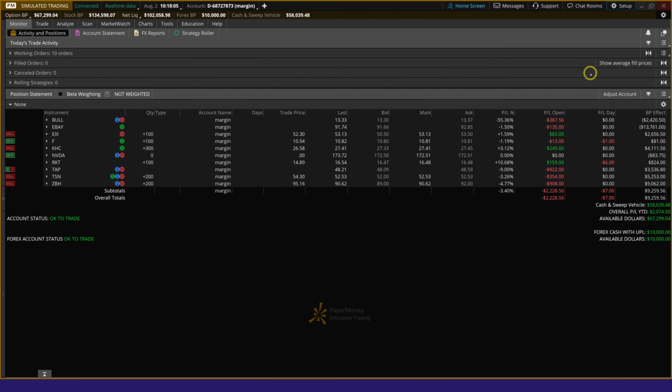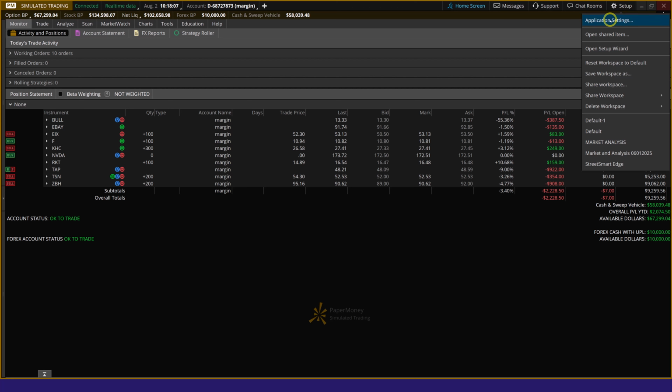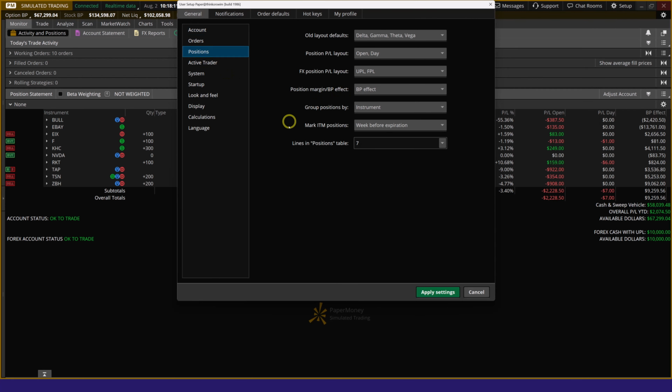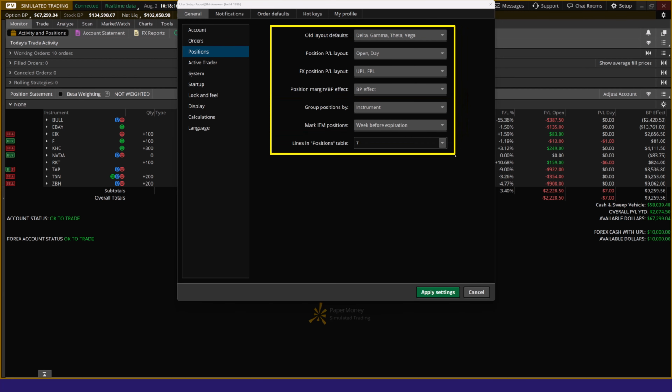And really quick, let's go back up to setup and go to application settings. And here is another area that gives you control over your position statement. I'm not going to walk you through each one of these. I just wanted to let you know this is something else that gives you control over what we're focused on today.